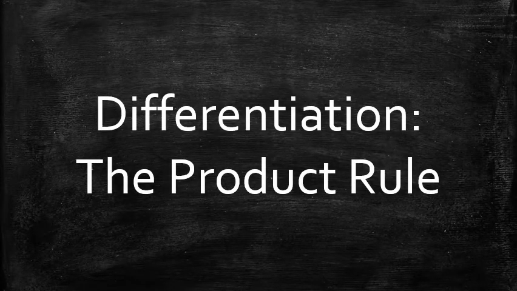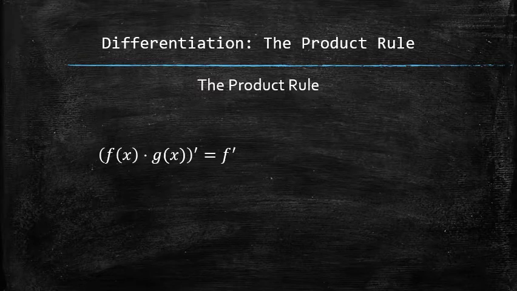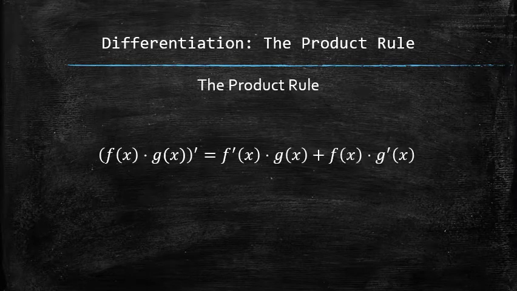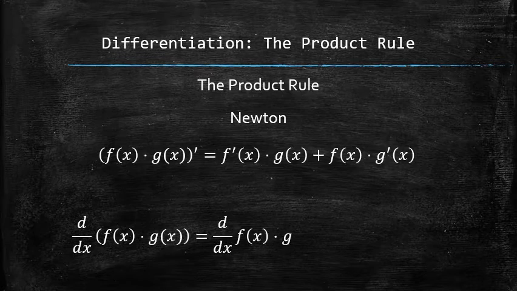Next, we will discuss the product rule for differentiation. The product rule states that the derivative of a product of two functions is not the product of the derivatives, but the following combination of functions and their derivatives. This is the rule stated in Newton notation, and this is the same rule stated in Leibniz notation.